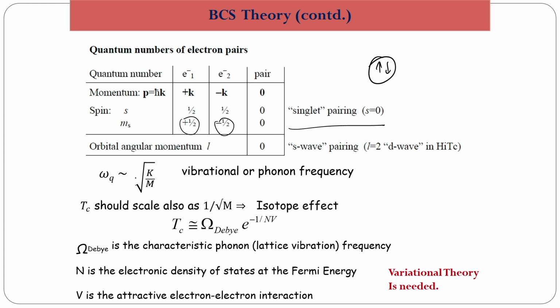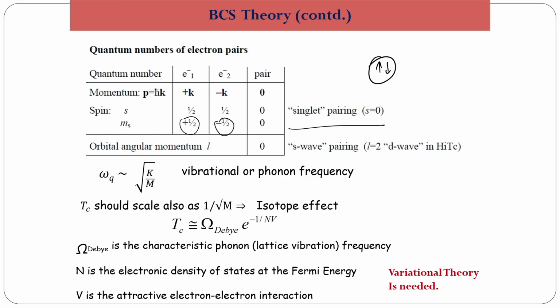We have seen how this k over m, where k is the force constant, is a model for a solid, where each atom or ion is connected to another atom or ion by a spring. So, that is the energy or the angular frequency associated with this. So, we have talked about the isotope effects, where Tc is actually proportional to the Debye frequency, and the Debye frequency is a characteristic phonon frequency and so on.